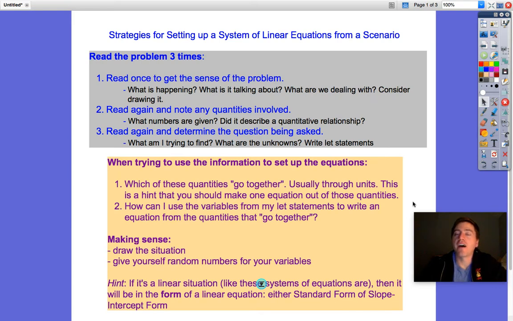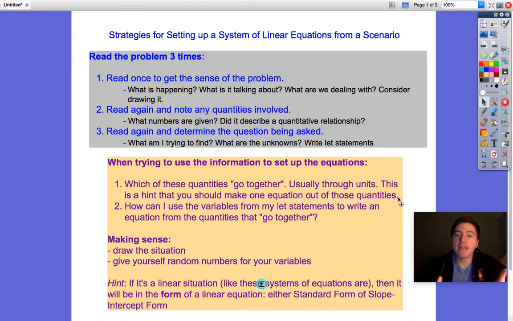Read again and determine the question being asked. So, what are you trying to find? What are the unknowns? This is where you would write your let statements as well. You'll say, okay, this is what I'm trying to find. You've already written down what you have, and now you're writing down what you don't know, and what you need variables for. You'd write your let statements there. Now you've read it and you've got the information down. Now you're trying to make an equation using the information that you have. So here are some strategies for creating an equation out of that.